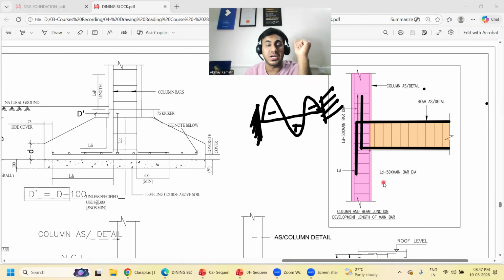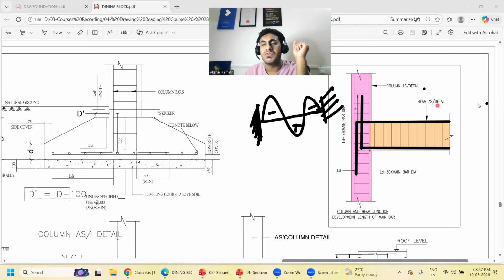We have a formula for that development length. LD is equal to sigma stress into diameter divided by 4 times the tau BD. So based on the formula, you get an answer. But generally, you can take it as 50 times the diameter of the bar. So that is written here. LD is equal to 50 into main bar dia.